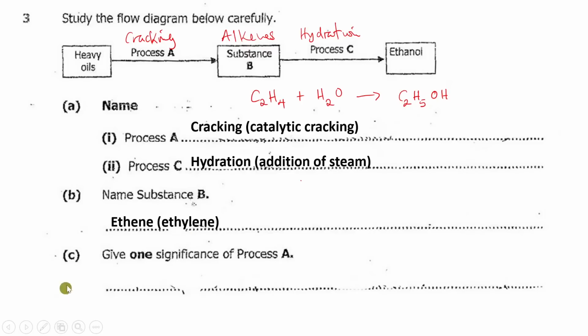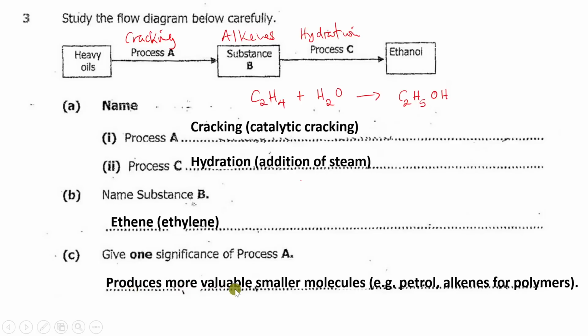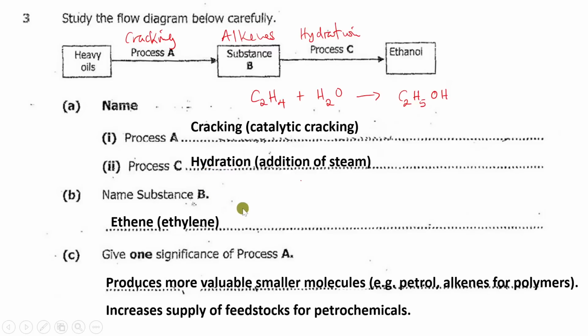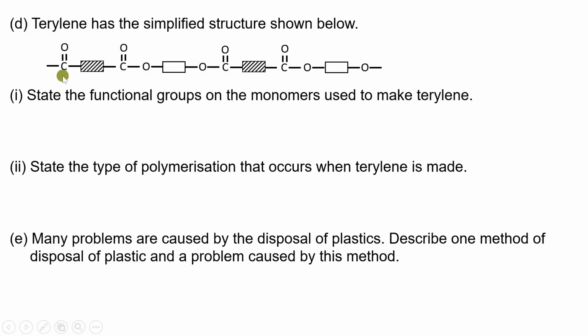Now let's move to this. Give one significance of process A, cracking. What is the importance of cracking? We can say it produces more useful, smaller molecules, e.g. petrol or alkenes for polymers. Another one we can say is it increases the supply of feedstocks for petrochemicals. So that's the importance of cracking. I think we even discussed it in another revision. Then we come to this D.